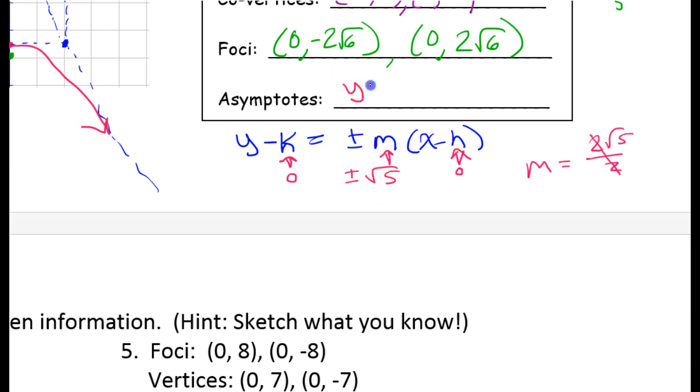So the following expression will represent both asymptotes. y equals plus or minus radical 5 times x. I don't even need parentheses. Okay, and that's it. Now if you really wanted to be clever, you might write y is equal to plus or minus x radical 5, because normally if you have a radical and then a variable or a number, you put it before the radical. But I will accept either one.